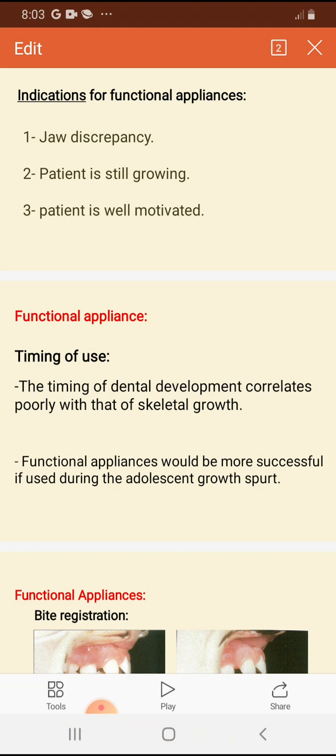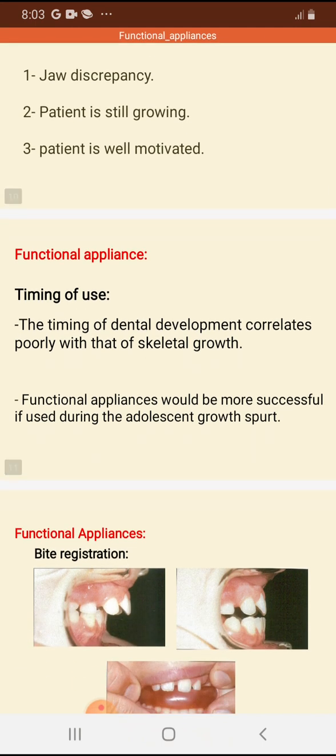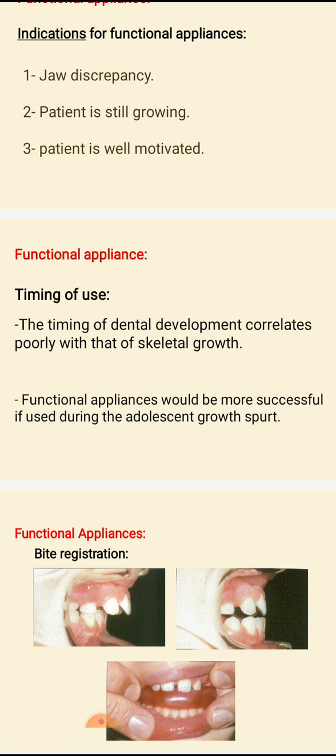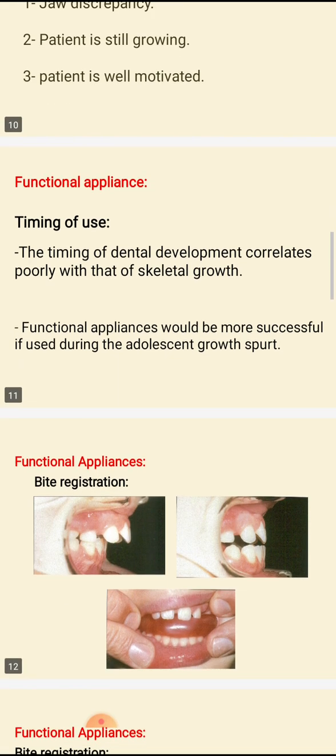So we need to determine the skeletal growth status of the patient. We discussed this before in the presentation for diagnosis or examination for the orthodontic patients, and we discussed how to use the hand wrist X-ray to determine the skeletal growth status of the patients. Functional appliances would be more successful if used during the adolescent growth spurt.